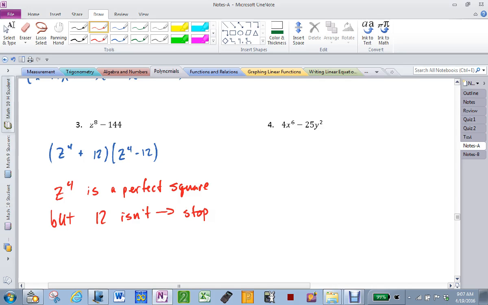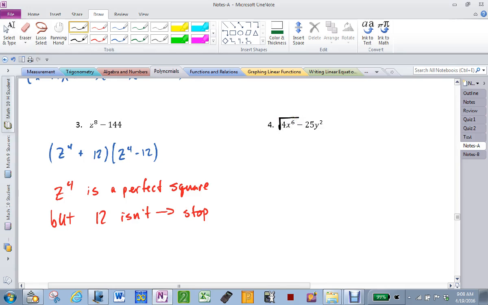Cool? All right. Now look at 4. It looks ugly. But is it a perfect square? Yes. Because 4 has a square root and x to the 6th has a square root, doesn't it? Is 25y squared a perfect square? Yes, because 5 has a square root and y squared has a square root. Is it subtraction? So can I run it through?